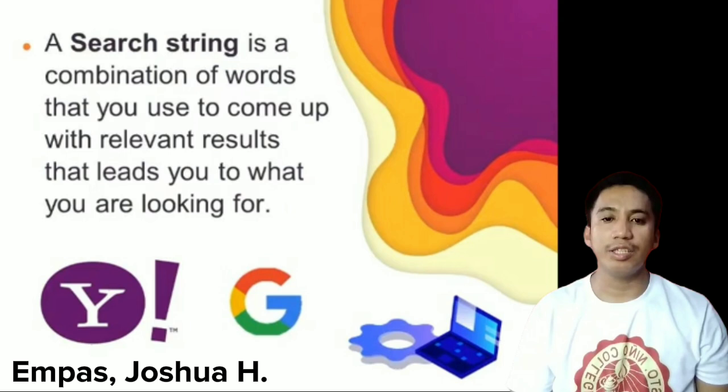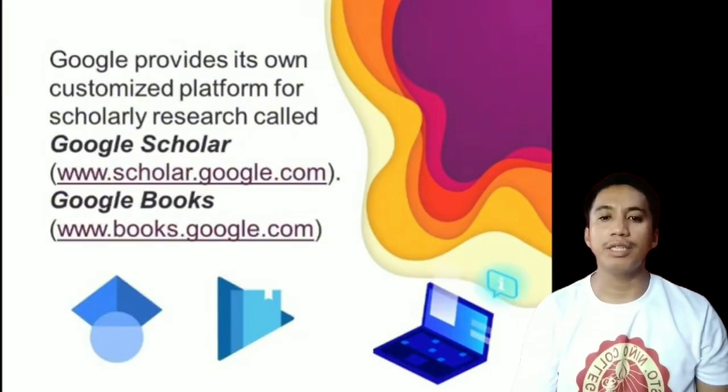So search engines like Yahoo and Google help you in finding a lot of sources with the right search string. Google provides a customized platform for scholarly research called Google Scholar and Google Books, where you can find journal articles, books, and other online documents that can be useful for your historical research.